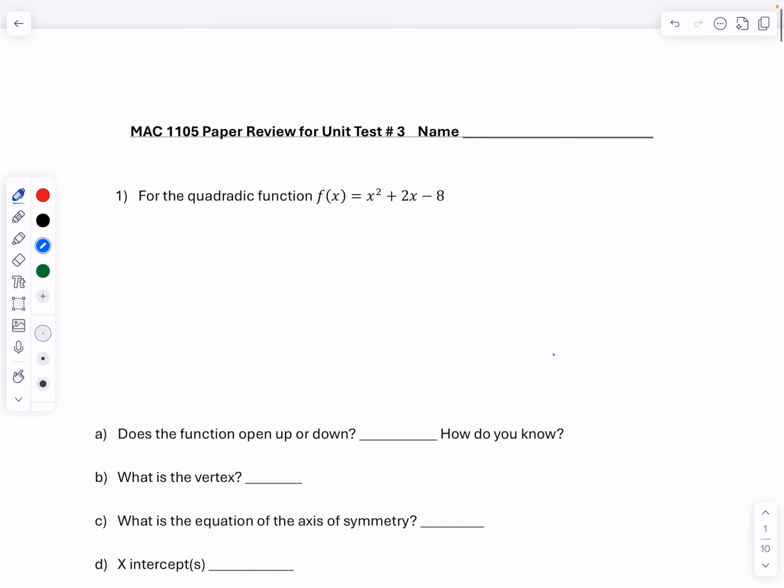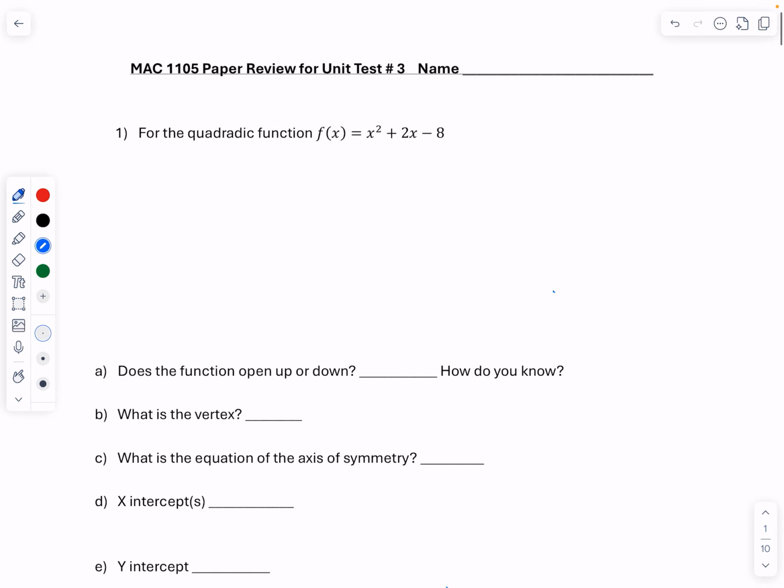Okay, so figuring out, does the function open up or down? I know it opens up, and the reason why I know that is the coefficient of x squared is positive 1. So if it's positive, we know that it'll open up. If that value was negative, it would open down.